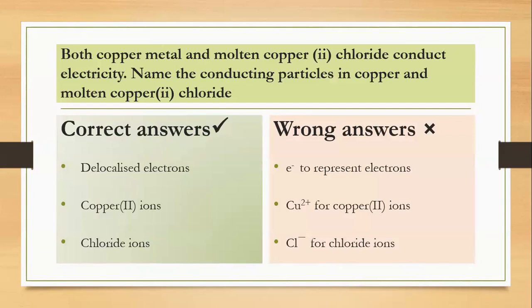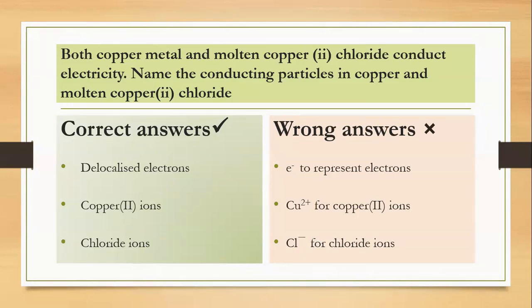Next slide. Yes. On our next slide, we have an example that requires you to give a name. If you read through the question, it asks a learner to identify the conducting particles in copper metal and molten copper 2 chloride, which are both known to conduct electricity. In part A, the name of the conducting particles for electricity in copper metal is required. And from our lessons, we have learned that it is the delocalized electrons. The words delocalized and electrons must be correctly spelled. If you decide to represent electrons with an E, that E with a dash at the top, that one is not a name and your answer will be wrong.